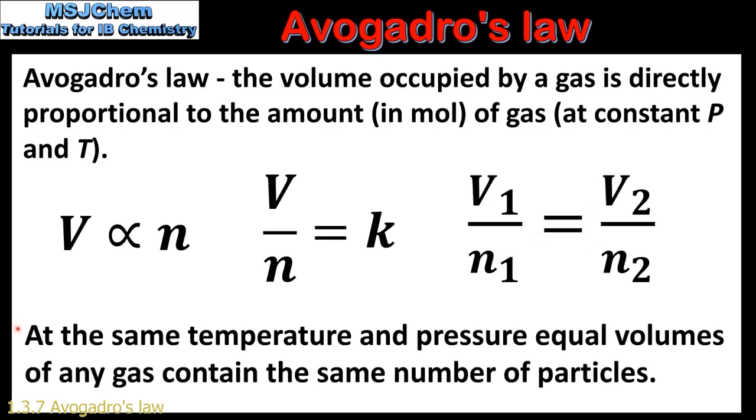Avogadro's law can also be expressed as the following. At the same temperature and pressure, equal volumes of any gas contain the same number of particles. So this tells us that for any gas, equal volumes at the same temperature and pressure will contain the same number of particles. So next we look at some examples.